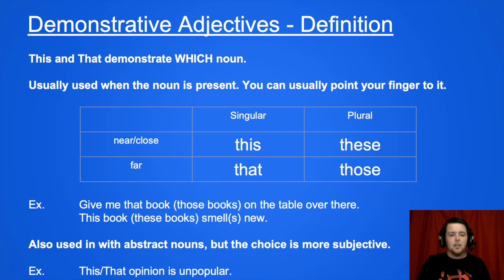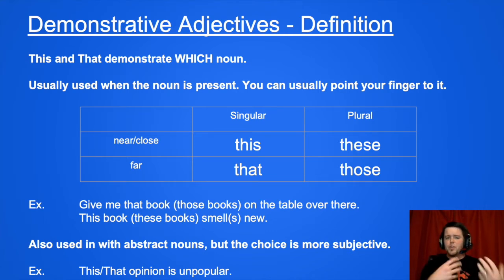Some examples here, give me that book or those books on the table over there. It's maybe across the room at a different place. Or this book or these books smell new. So something would be in your hands. It would be very close to you in the second example. First example, they're over there, the other side of the room.